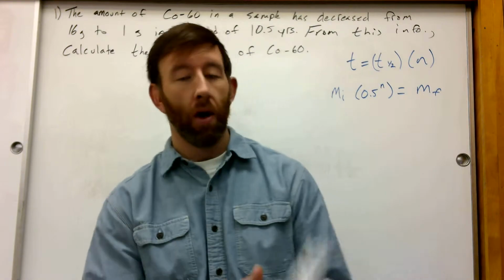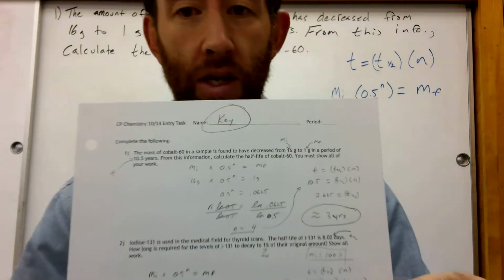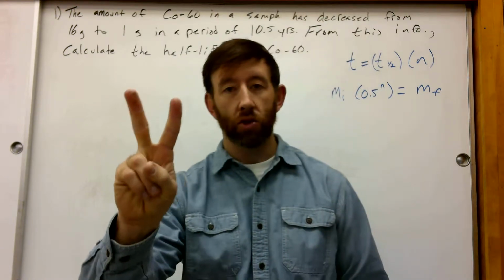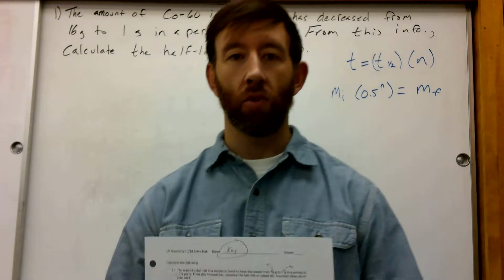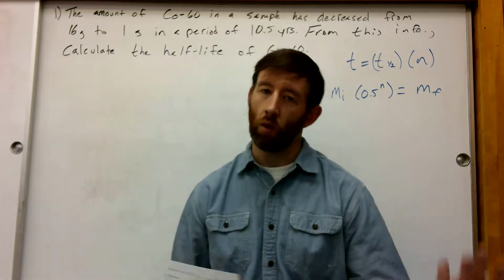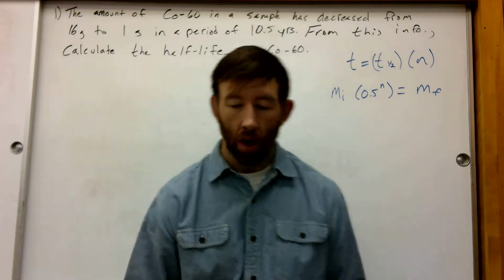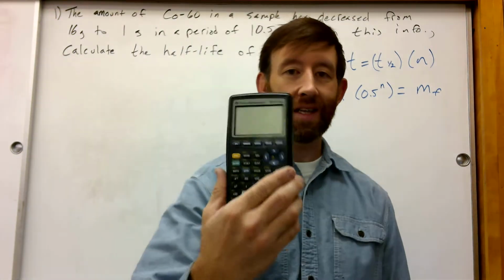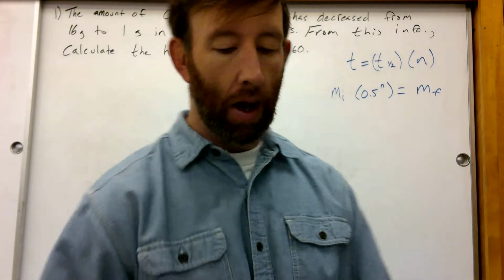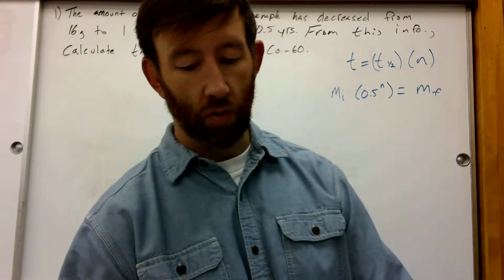So what you want to have in front of you is the entry task from October 14th. We're going to do questions 1 and 2 together. Number 3 is very similar to number 2, so I don't want to waste your time going over two of the same type of problem. Okay. So get that out. Make sure you have your notes in front of you, and of course, you've got to have that calculator, okay? I don't think you actually need your periodic table for this one.